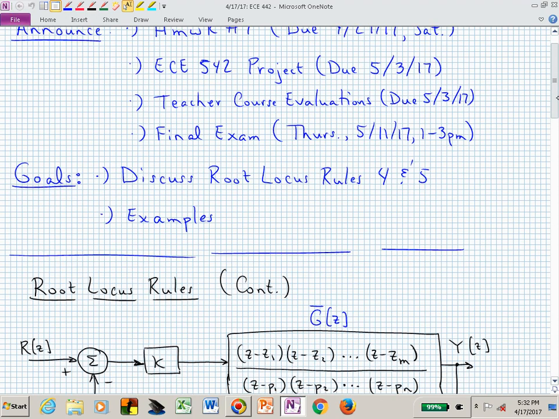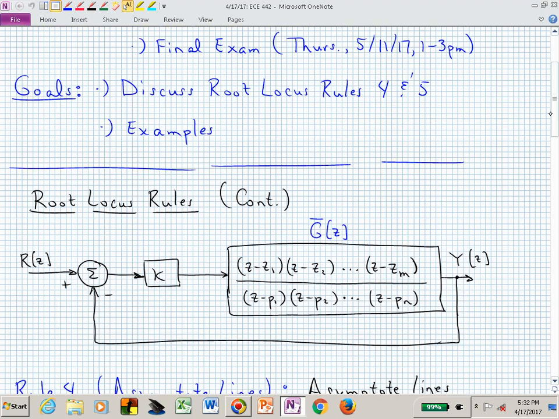Today what I want to do is go through and finish up our rules for the root locus, rules 4 and 5, and we'll try to illustrate that with some examples.